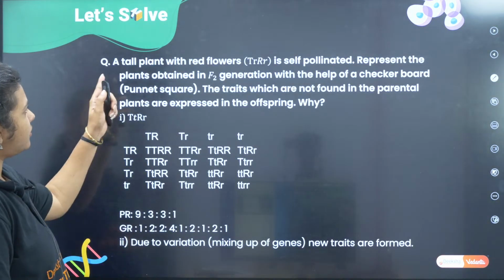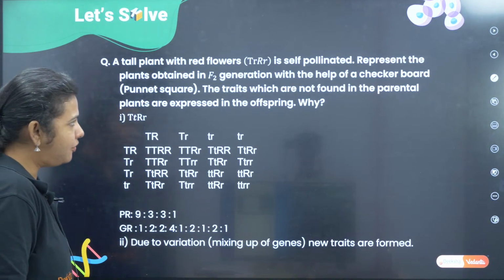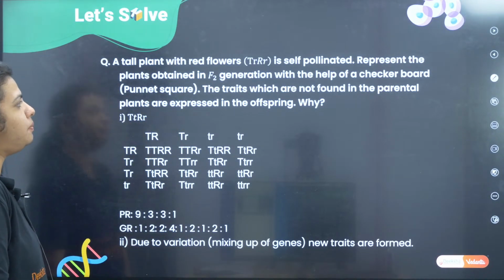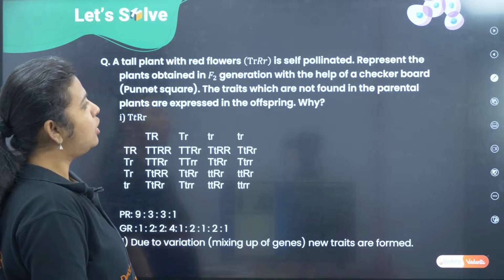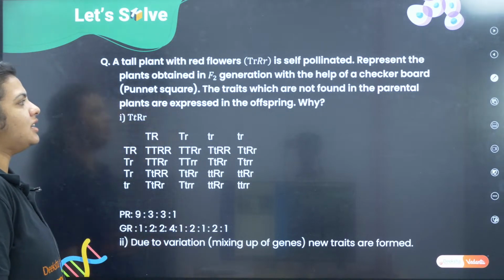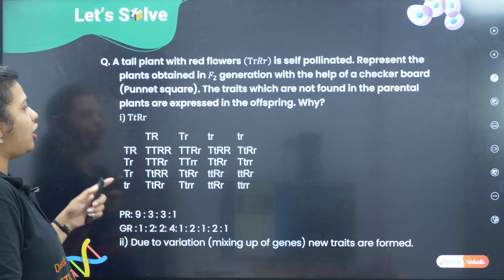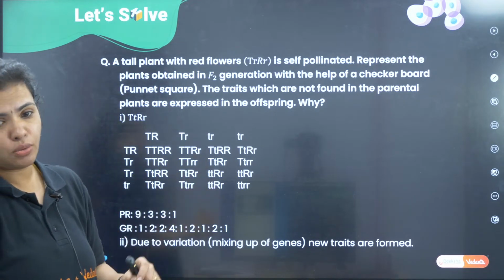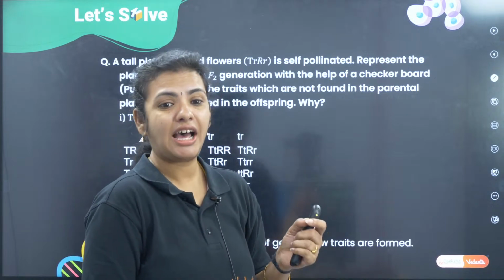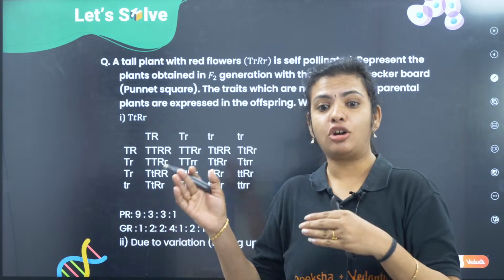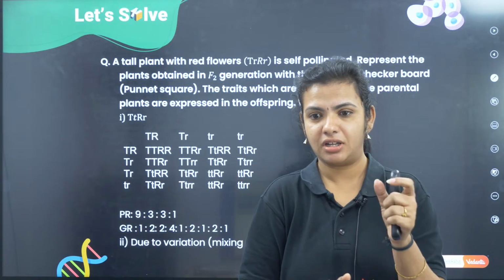All right. A tall plant with red flowers is self-pollinated. Represent the plants obtained in the F2 generation with the help of a checkerboard. The traits which are not found in the parental plants are expressed in the offspring. Why? This is a question based on higher order thinking skills, that is HOTS. They have given the cross of a dihybrid ratio.